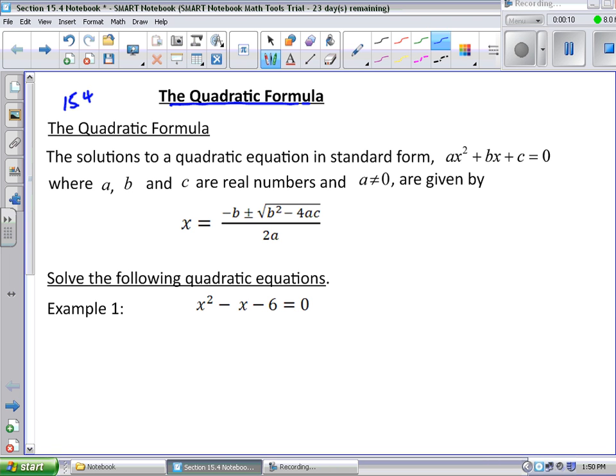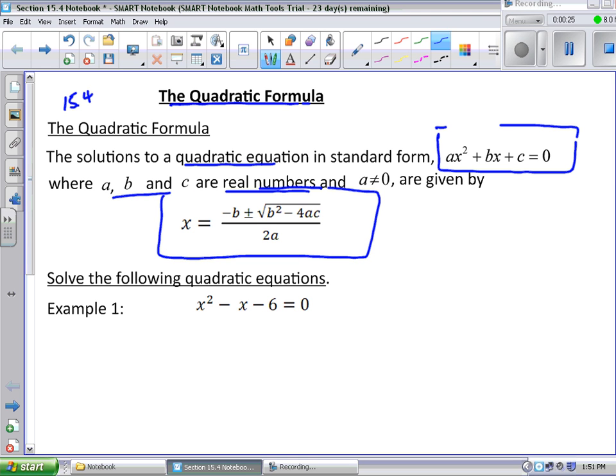The solutions to the quadratic equation in standard form, ax squared plus bx plus c is equal to 0, where a, b, and c are real numbers, and a is not equal to 0, are given by this formula. x is equal to negative b plus or minus the square root of b squared minus 4ac all over 2a.